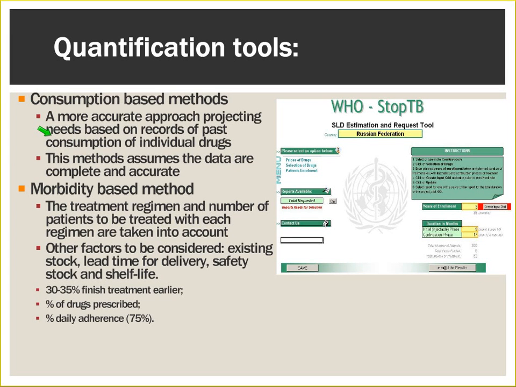And the second way to calculate is, if you don't have historical consumption data, you can do it by morbidity. The morbidity method calculates based on your estimation of how many patients you are going to have, and your parameter estimations of how long a patient is going to be treated. In your estimations, what is going to be the default rate, what is going to be the cure rate. So all of these parameters need to be embedded in this calculation.